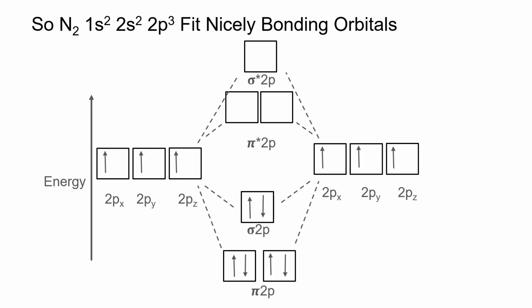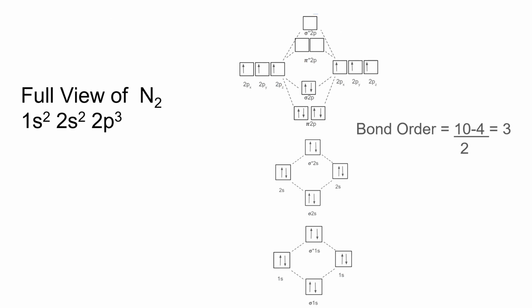If we're looking at that from a larger perspective, the full view of N2, the 2 nitrogens are bringing 1s2. So 2 of those electrons go into the bonding and 2 of those electrons go into antibonding. With the 2s2, 2 nitrogens coming together, the first 2 electrons go in the sigma bonding, the next 2 go in the antibonding. And then the 2p3, each nitrogen's bringing 3 p electrons. All 6 will go into bonding molecular orbitals. None will go into antibonding.